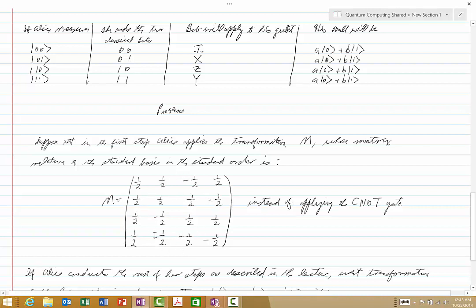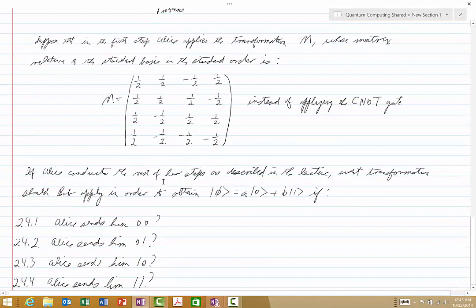So now we're supposing that Alice uses this instead of the C-NOT gate in the quantum teleportation algorithm. And lo and behold, we found out that if she does that, and Bob wants everything, remember the question here was, if Alice conducts the rest of her steps as described in the lecture, what transformation should Bob apply in order to have the desired result here, that the unknown state is indeed teleported from Alice to Bob?